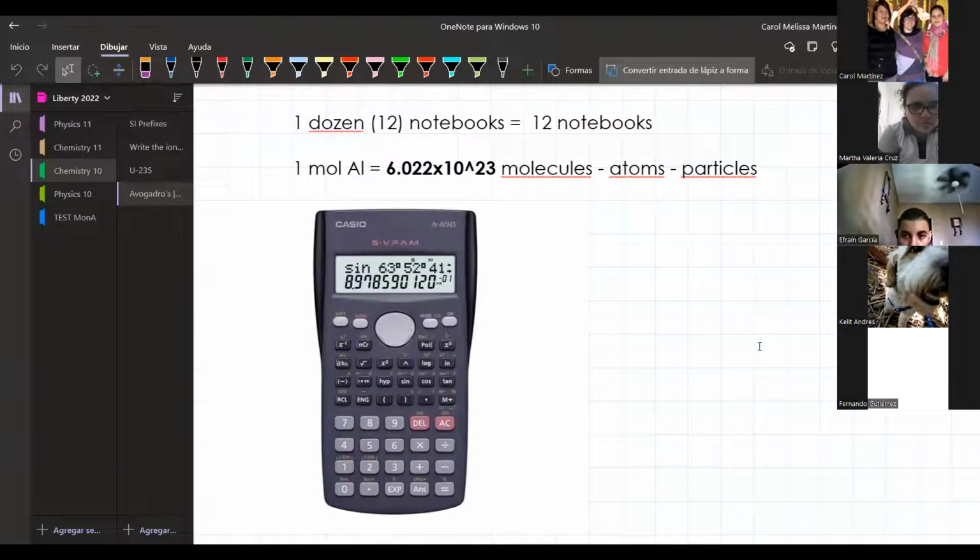You're going to press 6.022, and the part that says times 10, you're going to press the key EXP, or if you have the newer version of it, you're going to press the key times 10^x, and then the power. The power is 23. That's how you do it in the calculator.